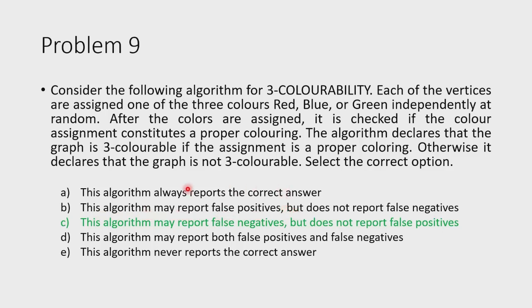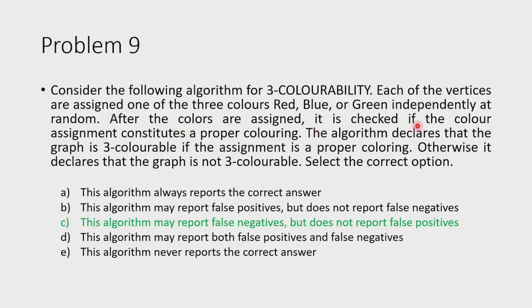So let's look at just the first part of this option first. What do we mean by a false positive? First of all, what is a positive for us in this case? A graph which is three colorable, right? That is a positive instance. And what does a false positive mean? A false positive means that an instance which is negative is being reported as a positive instance by our algorithm. So in this case, it would mean that a graph which is not 3 colorable is being reported as a 3 colorable graph by our algorithm. But notice that that would never happen because of this check that is performed.